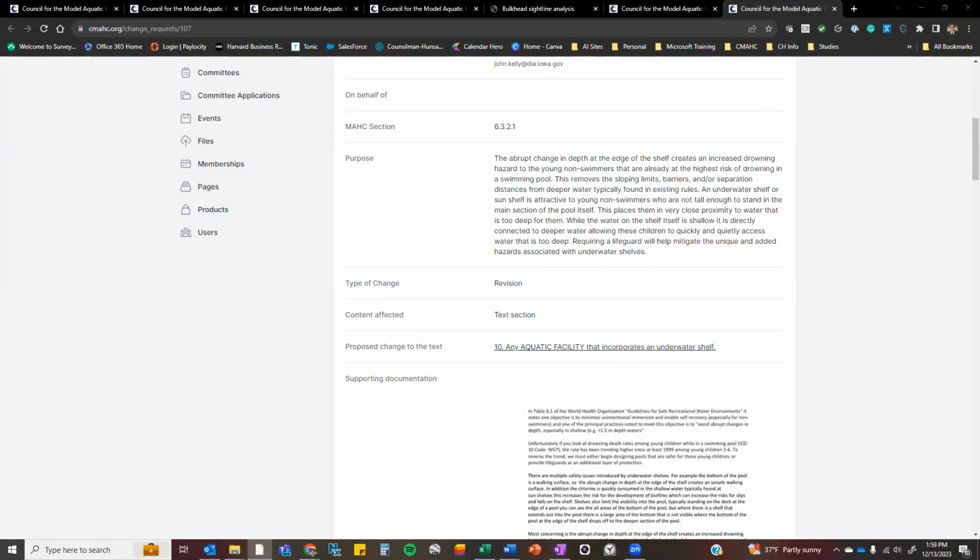The section on underwater shelves does not really speak to much regarding, let me pull that up. Where is the section under underwater shelves? It is 4.5.18. Yep. So it says underwater shelves immediately adjacent. Underwater shelves may be constructed immediately adjacent to water 3 feet 6 inches or shallower. So we're putting a restriction already on the depth of water next to an underwater shelf. What's that number again?